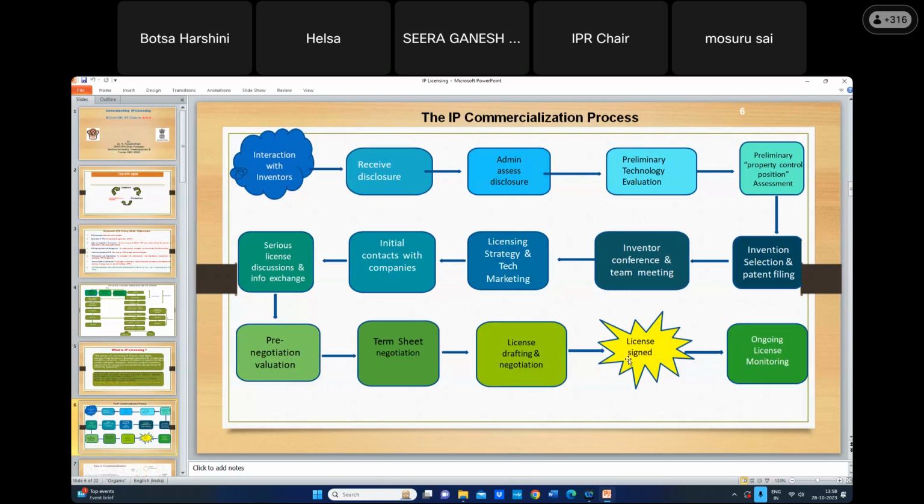Once the license is signed, you transfer all the knowledge you have generated and all the patents you have got to the entrepreneur, the company, or the startup company, so that they will make use of your knowledge and produce the product or the service and bring it to the market. Thereafter it is a simple management. So these are all the basic concepts in the process of IP licensing.